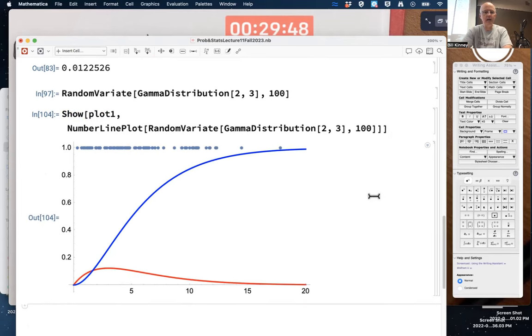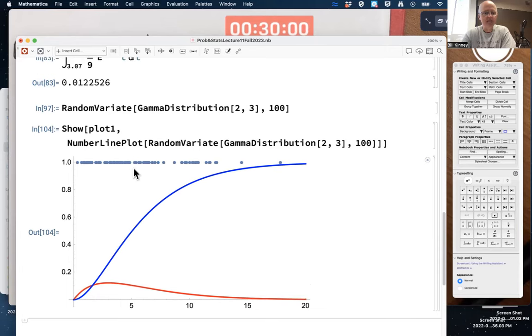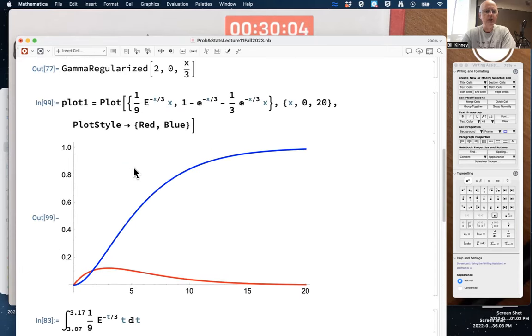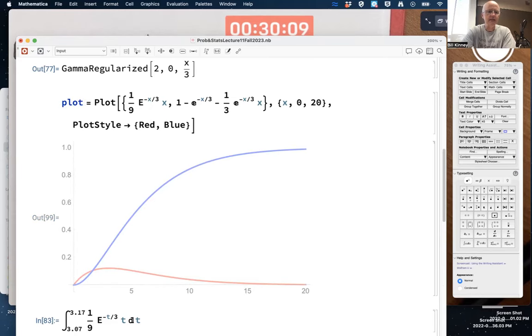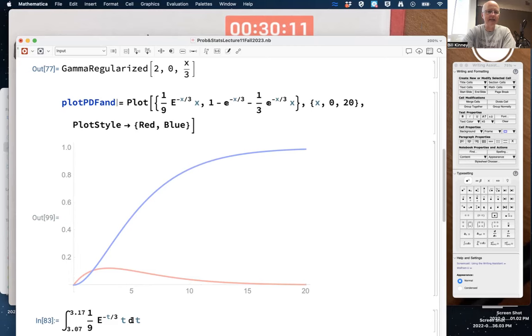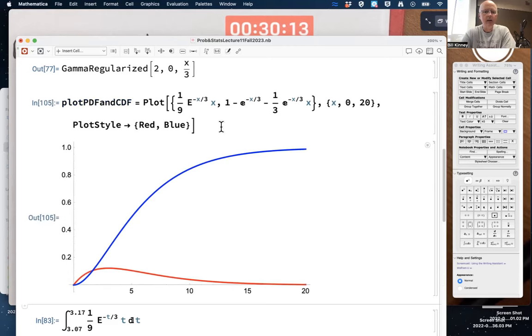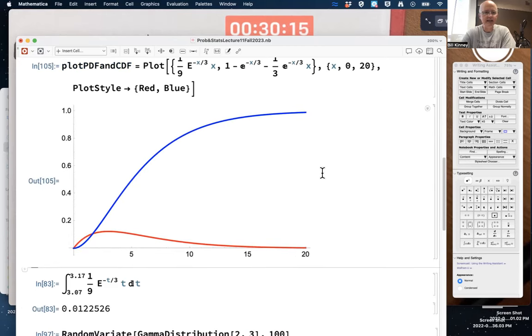Oh, put it up higher. Okay, I would like those dots to be down here. I'm pretty sure there's a way to do it. I'm not sure if I want to take the time to do it. We want to compare this with the PDF, not so much the CDF. Maybe, okay, let's rename things. Let's plot PDF and CDF. Let's just plot the PDF by itself as well.